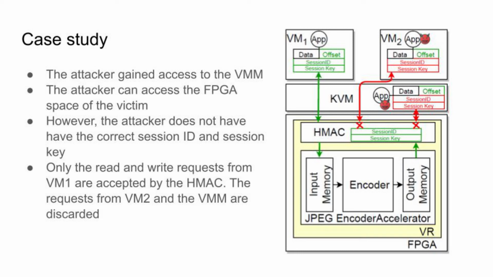In this slide, we present a case study where the security structure is deployed in a real-life scenario. We program the VR with a JPEG encoder. It takes a 32-bit value as input and returns a 32-bit JPEG stream. In this scenario, the attacker has already gained access to the virtual machine manager. They can therefore access the FPGA space of the victim. However, the attacker does not have the correct session ID and session key. As a result, only the read and write requests from VM1 are accepted by the HMAC. The requests sent from VM2 and the VMM are discarded.